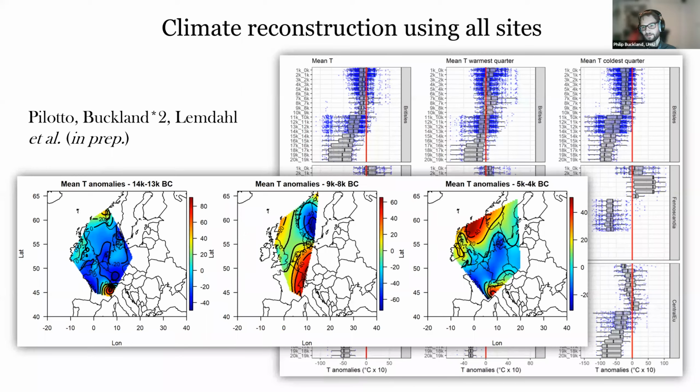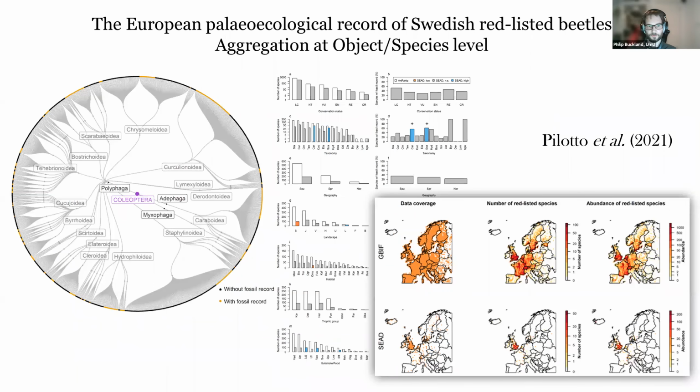The next way to do that is to take that up to continental scale. And this is some work by a research assistant of mine, Francesca Pilotto, building on Geoffrey Lemdahl's earlier work to redo the climate reconstructions from the 90s with a lot more data. This is also Francesca's work looking at the fossil record of endangered species. So here we looked at the fossil record of species that are threatened in Sweden and tried to see what the fossil record from the rest of Europe can contribute to our understanding of why these species are at risk at the present day.